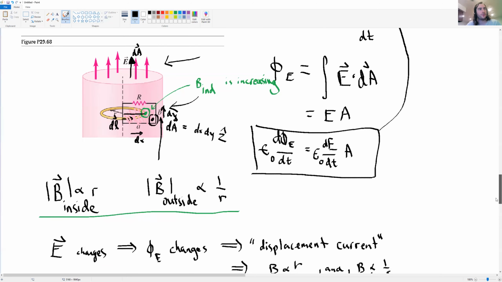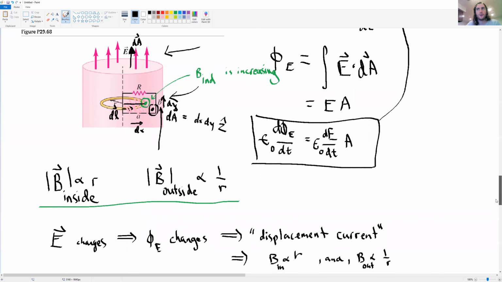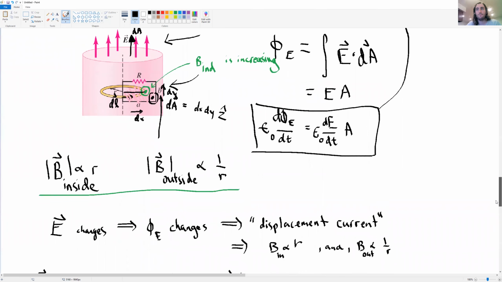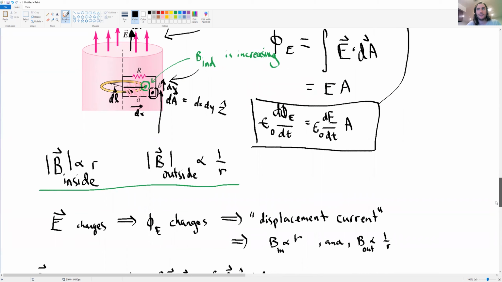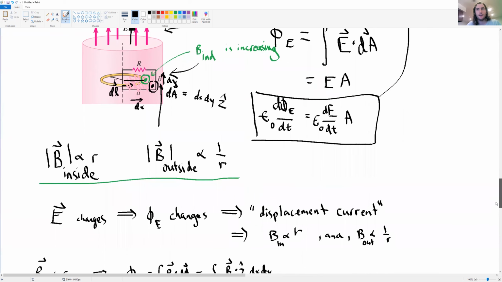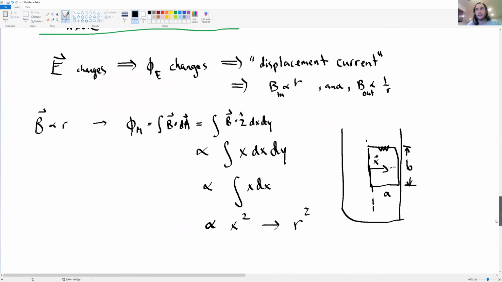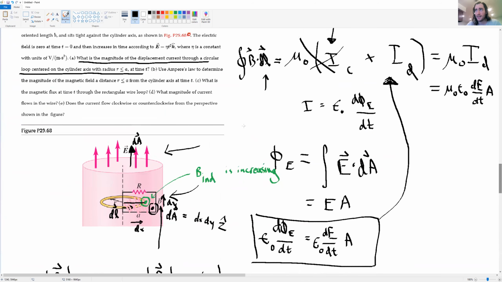So we have a loop. We've got an induced magnetic field due to the time-changing electric field. So when that field is induced, we now have a magnetic flux through that current loop. So we're going to use that to calculate the time-changing magnetic flux, which I believe is the next question. So what is the magnetic flux at time t through the rectangular wire loop?